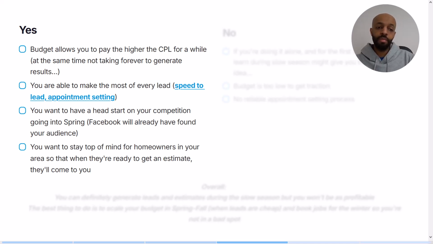And the last reason is you just want to stay top of mind for homeowners in your area so that when the time comes, when painting season actually opens up and they're ready to get an estimate, they're going to come to you, okay? Because they've been seeing you, they're going to come to you at least first. They might get other estimates, that's only natural, but they'll definitely come to you first if you've been in their face this whole time, been making a mental note every time they saw you. So if these things apply to you, then I'd say, yeah, give it a shot.